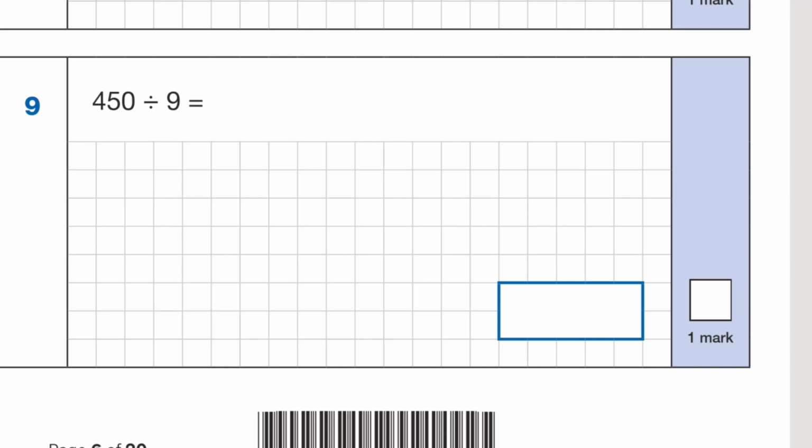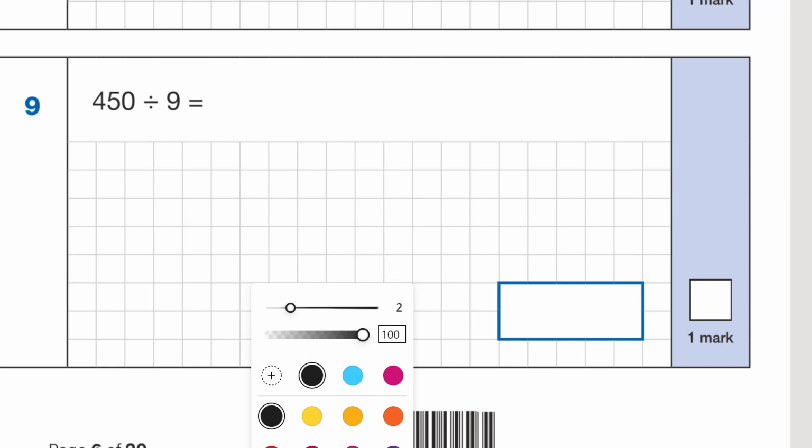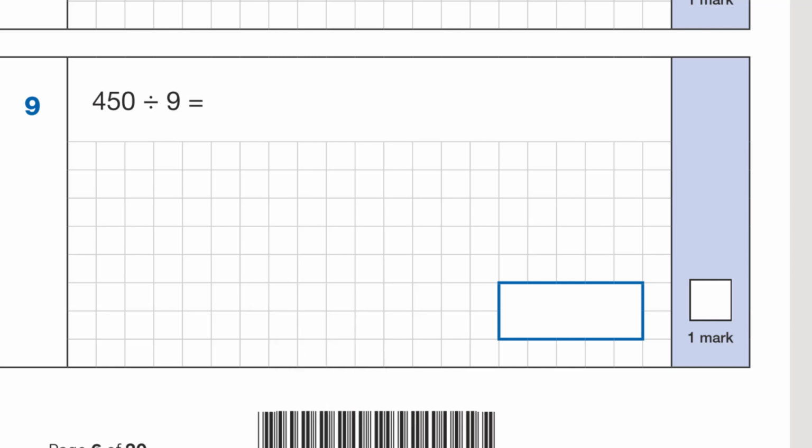Question 9, 450 divided by 9. So for this question, it is a short division. You can do this mentally. If you can't do it mentally, then you need to put it into a bus stop. So I'm just going to pop it into a bus stop quickly. But you could also just use known facts.